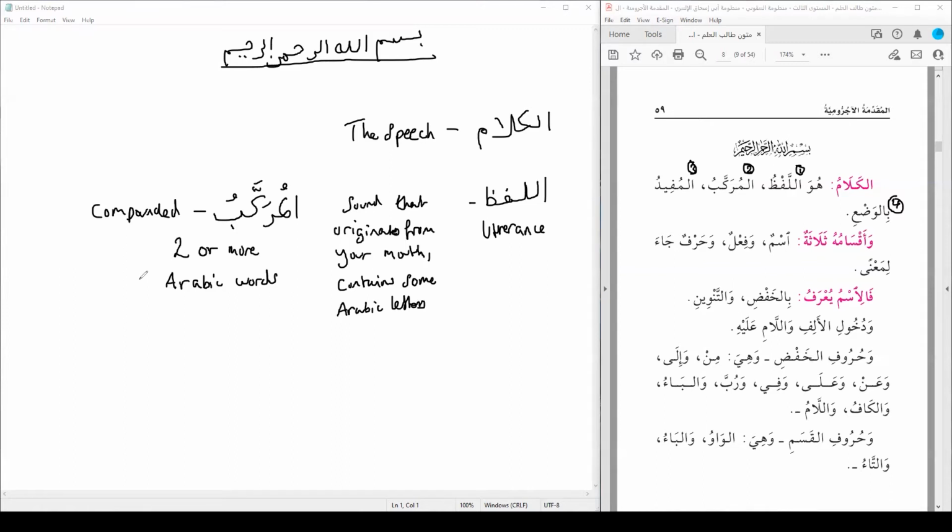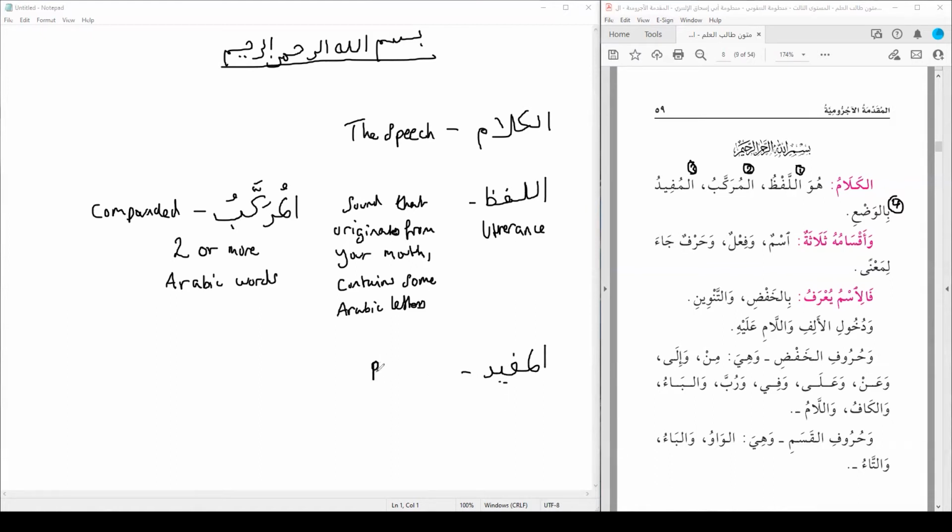But if I said Zaydun qa'imun, Zayd is standing, now it would be considered Arabic speech, because not only was it a sound coming from my mouth, it was compounded and made up of two or more words. Then the author said, هو اللفظ المركب المفيد.